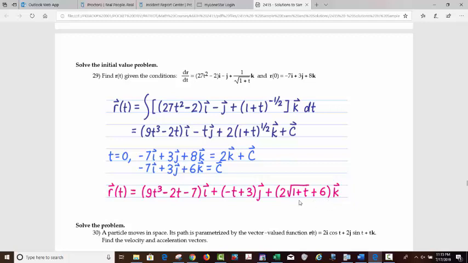So that final answer satisfies two conditions. Its derivative will equal what dr/dt is given in the problem. And when you put 0 in for t into that answer at the bottom, you'll get this result right here. So it serves two purposes. And that's how we do an initial value problem.